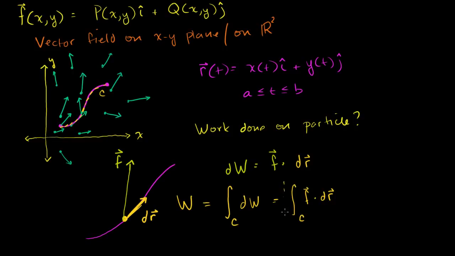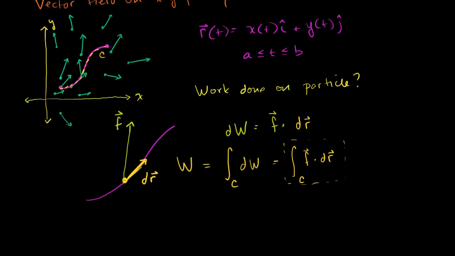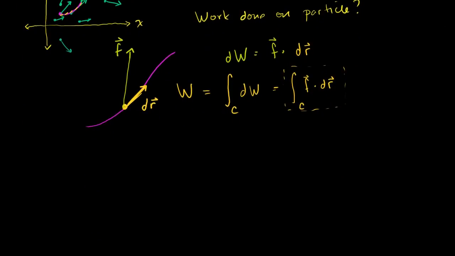How do we actually calculate something like this? Especially because we have everything parametrized in terms of t. How do we get this in terms of t? And if you just think about it, what is f dot dr? Well, to answer that, let's remember what dr looked like. If you remember, dr dt is equal to x prime of t, I'm writing it like I could have written dx dt if I wanted to, times the i unit vector, plus y prime of t times the j unit vector.